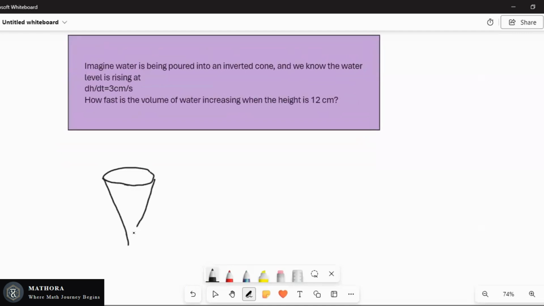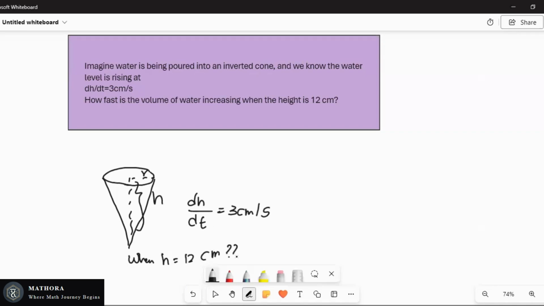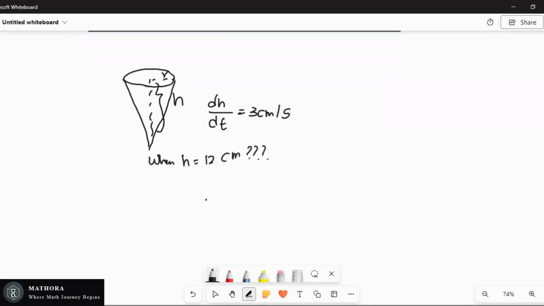This is the cone, and it says water is being poured into an inverted cone, and we know the water level rising is at dH over dt, which equals 3 centimeters per second. And how fast is the volume of water increasing when the height is 12 centimeters? So this is the height, this is the radius. When h equals 12 centimeters, they're asking how fast the volume of water is increasing.